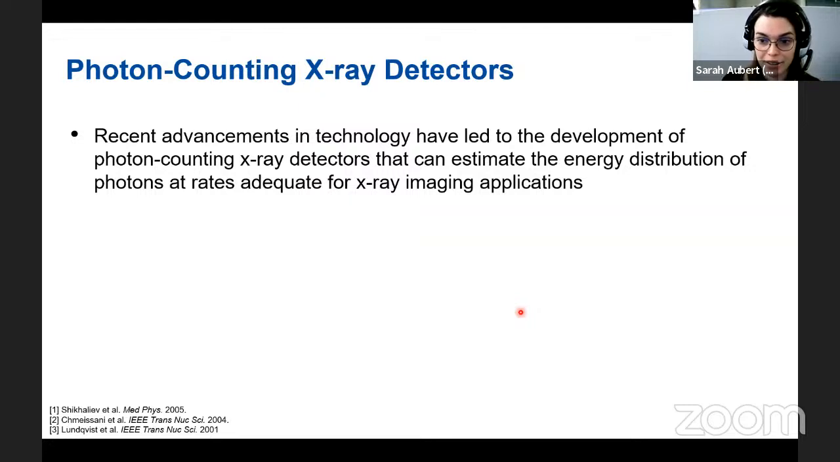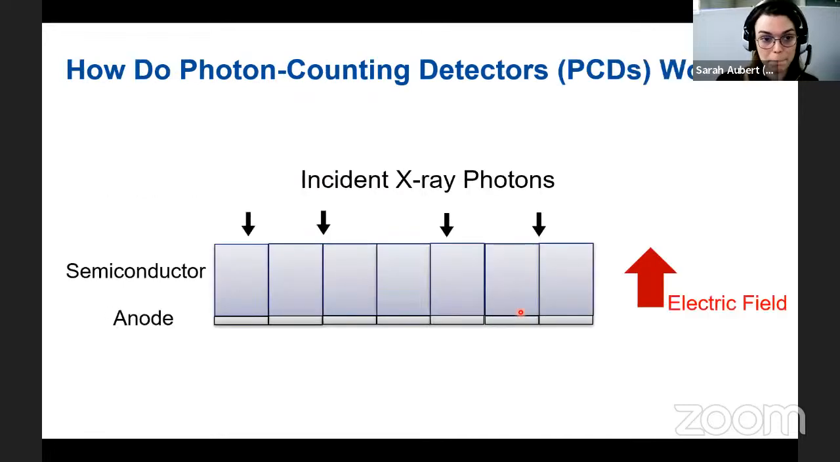Recent advancements in technology have led to the development of something called a photon-counting X-ray detector. These detectors can estimate the energy distribution of photons at rates that are adequate for X-ray imaging applications. Unlike conventional energy integrating detectors, photon-counting X-ray detectors can give us information about the energy of each transmitted photon, and therefore provide information about the material that the photons have been transmitted through.